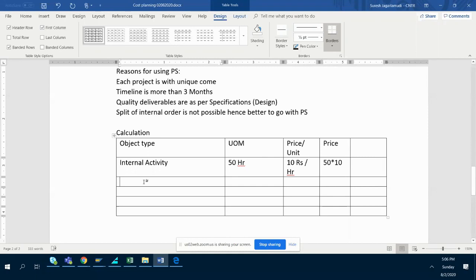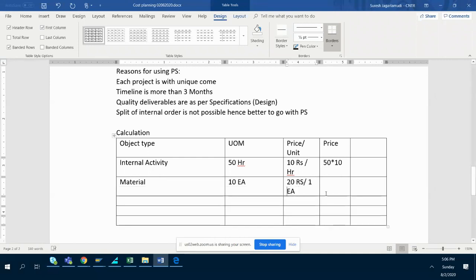Now, if you are using material, how are you going to calculate? A material is always going to be in numbers, isn't it? An integer number, 10, 20, like that. Each is the quantity unit of measure. And price per unit is common. Per each price, maybe 20 rupees per each quantity. That means one quantity, one unit. One each item. Now the total is 10 into 20.